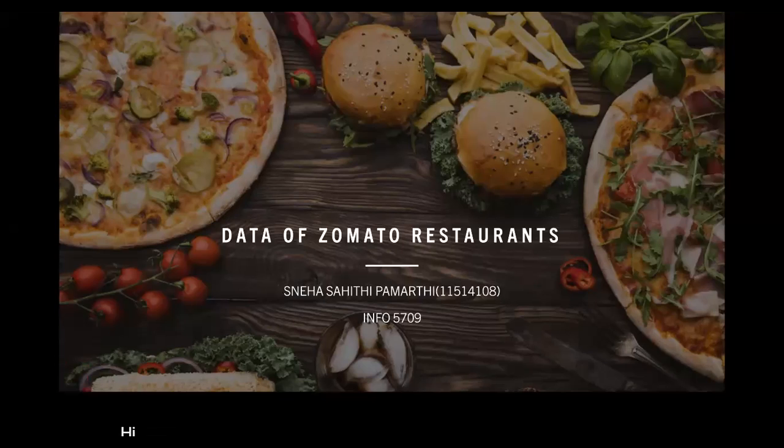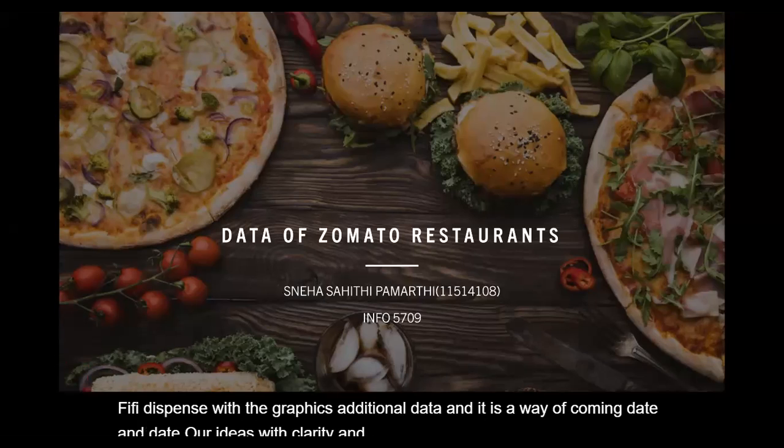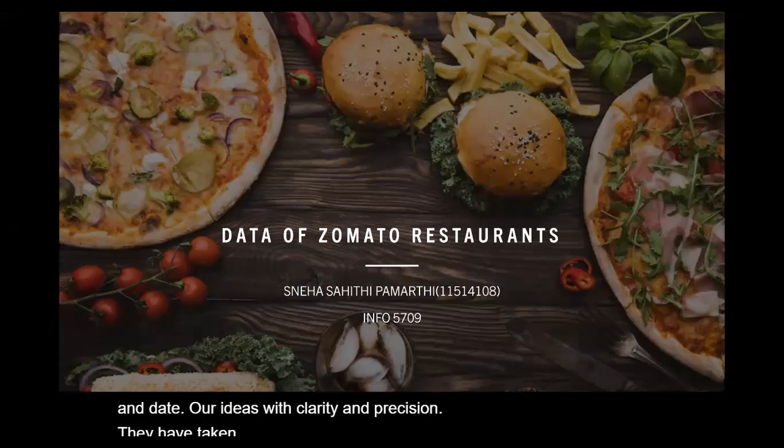My data visualization project is Data of Zomato Restaurants. Data visualization is a field that deals with the graphic presentation of data, and it is an effective way of communicating data or ideas with clarity and precision. I have taken my dataset from Kaggle, and here is some information about the dataset.